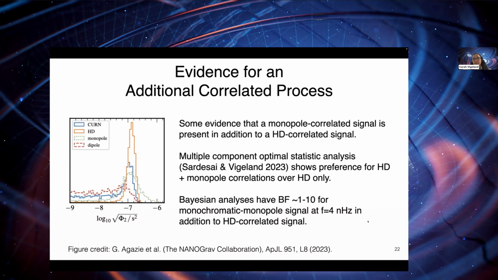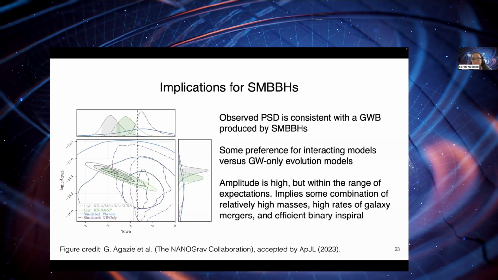But if there is evidence in the Bayesian analyses for a monopolar correlated process, it is constrained to a single frequency. It's not present over the entire range of frequencies that the Hellings and Downs correlated process is present. It seems to be confined to 4 nanohertz. But the Bayes factors are between 1 and 10, so there's not strong evidence for this signal being present. It is very interesting, and it's certainly something that we will continue to look into in future data sets.